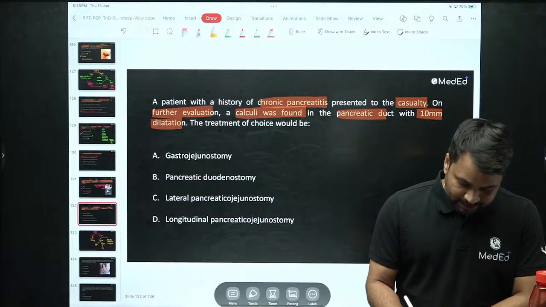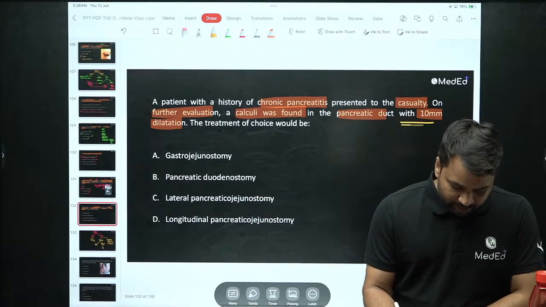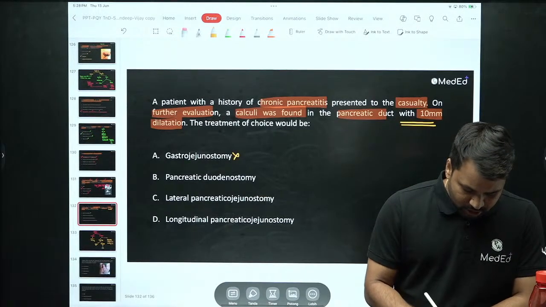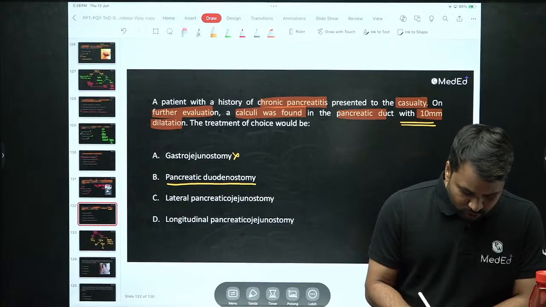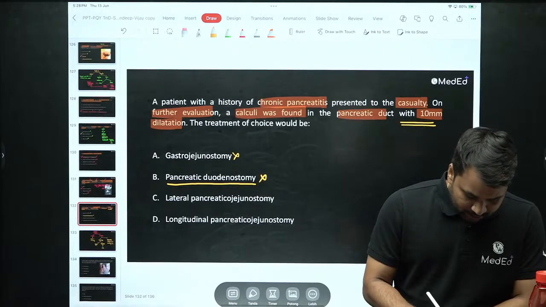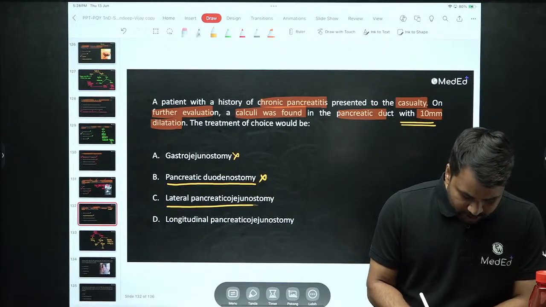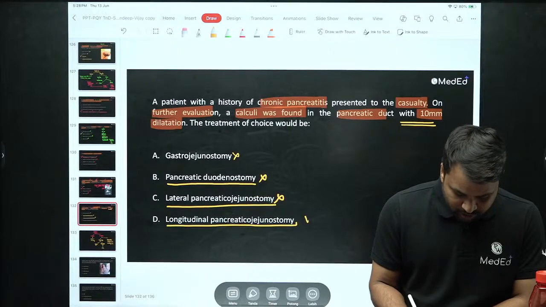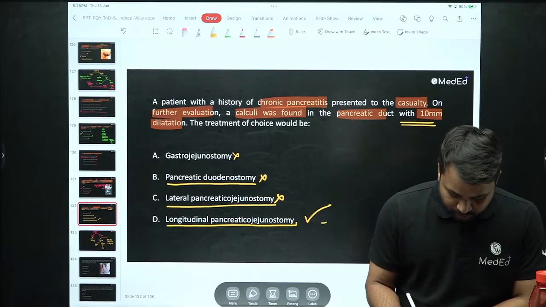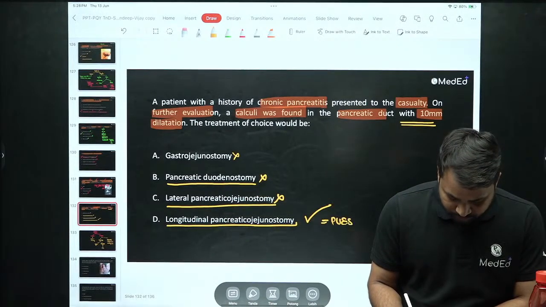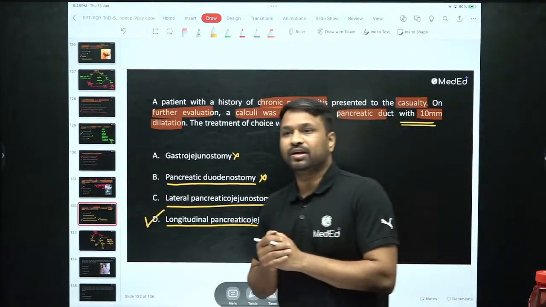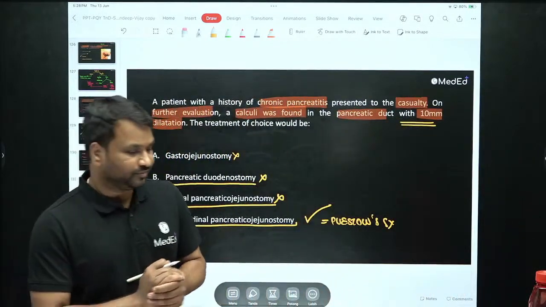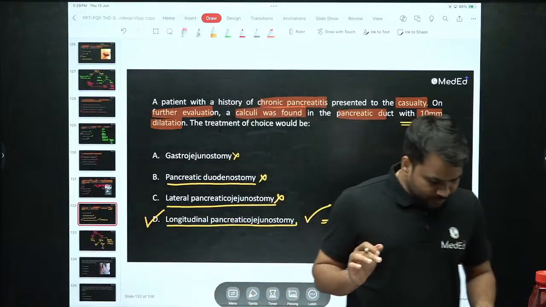So here he is asking with more than 10 millimeters. I'm not going to do a gastrojejunostomy. Pancreatic duodenostomy is not done. Lateral pancreatojejunostomy is wrong. We will do a longitudinal pancreatojejunostomy, which is correct, which is nothing but your Partington-Rochelle surgery. This is your Partington-Rochelle surgery. So the answer here is going to be D for Delhi. Very good. Absolutely correct.